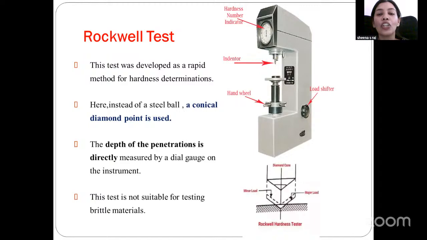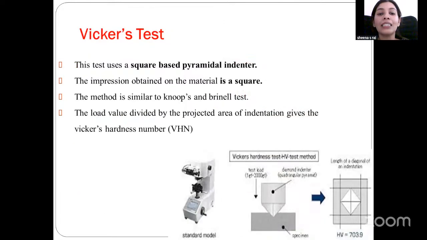Rockwell test, in the previous slide they had a round structure. Here they have a conical diamond point, which determines the depth of penetration by measuring the dial gauge. That is what it has been used for. And this is not at all used for brittle material. Because the Vickers test has another shape, not conical, it has a square shaped pyramid indenter, and they are used on a material which is a square. And you can see in the lower image it has a square shaped pyramidal indenter, pyramidal shape.